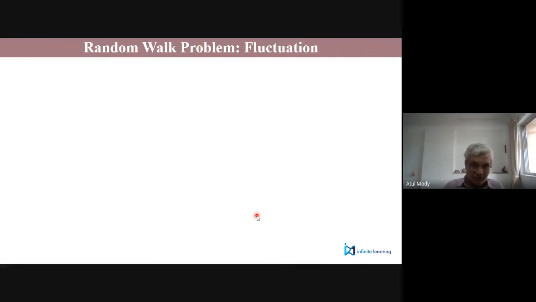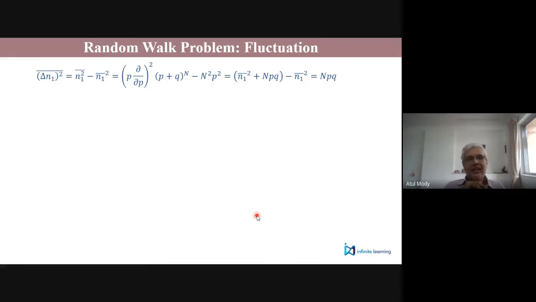Okay. Now, this term delta n1 square is called fluctuation. You remember I showed you the formula in one of the earlier slides, delta n1 whole square. I forgot to put a bar on top of it. So if I put that bar, it's n1 square bar minus n1 bar square. Right? Now n1 square, you remember what was n1 bar? n1 bar had p dou by dou p once. So if I take n1 square, it will be p dou by dou p two times. You would agree with this?